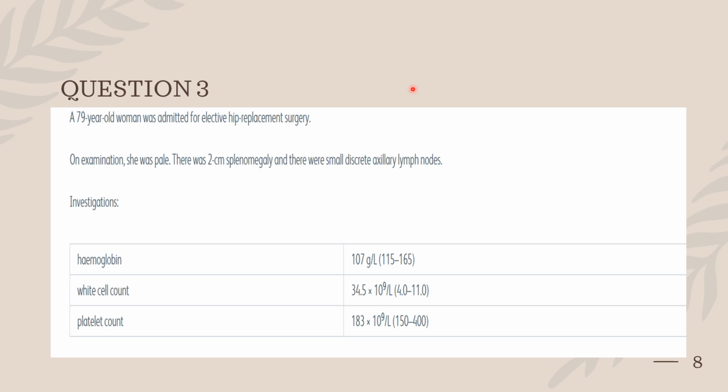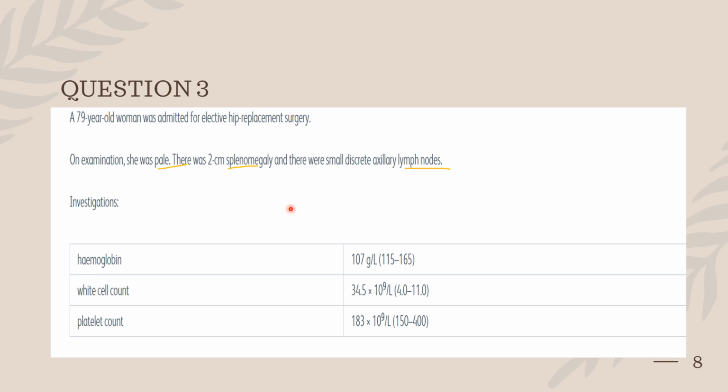Third question, a 79-year-old woman was admitted for elective hip replacement surgery. On examination, she was pale. There was 2 centimeters splenomegaly and there were small discrete axillary lymph nodes. So the key in this question is she was pale, she was anemic, there is splenomegaly and there are lymph nodes, and she is 79 years old.